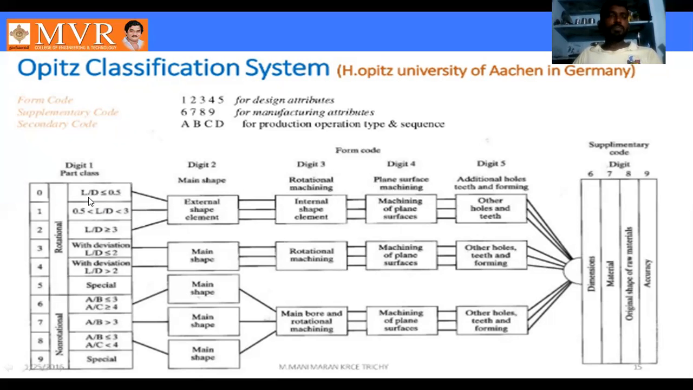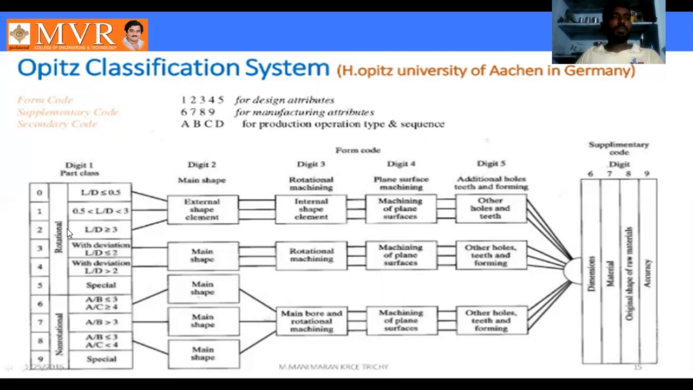See here, the first one is digit 1. In this, the symbols are 0, 1, 2, 3, 4, 5. The digits 1 to 5 we can call design attributes. So 1 to 5 is for design. Then 6, 7, 8, 9 are manufacturing attributes. And then A, B, C, D are for production operation types and sequence. So that is the basic summary.